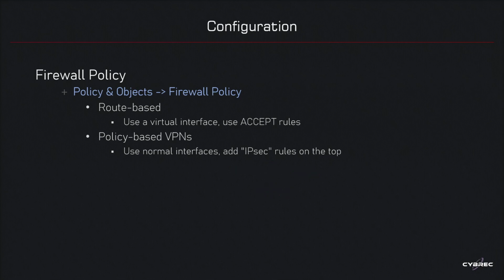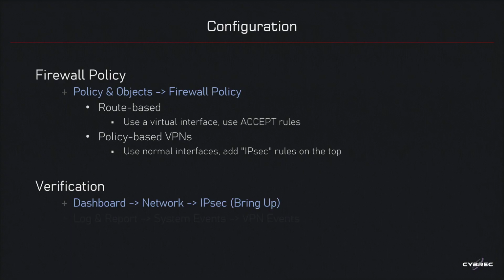If this was to be a policy-based VPN, you would then configure an IPsec action, and your source and destination interfaces would be the physical ports. Okay, the main place where we would verify our configuration would be the dashboard, network, and IPsec. You could also take a look at log messages under system events for VPN events, or use the diagnose VPN command.